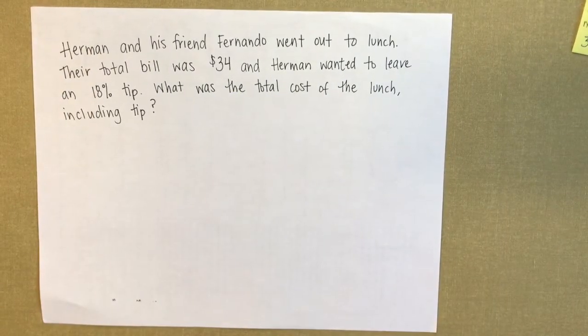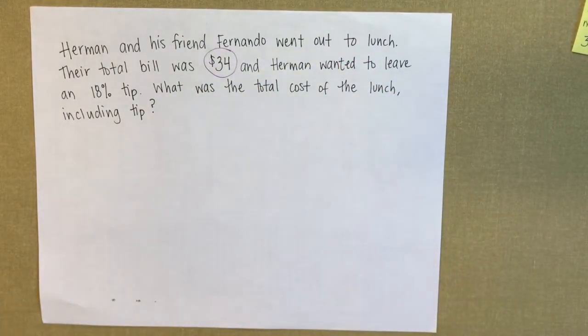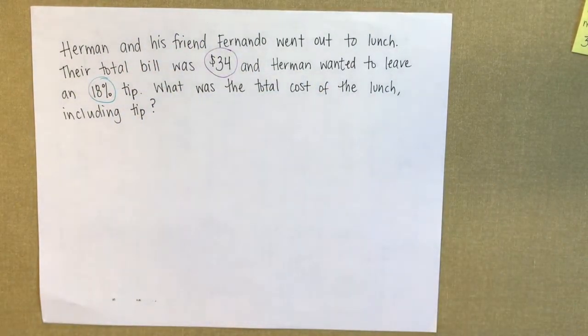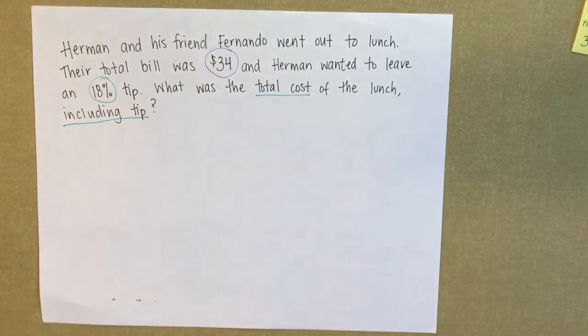Friend Fernando went out to lunch. Their total bill was $34, and Herman wanted to leave an 18% tip. What was the total cost of the lunch, including tip?